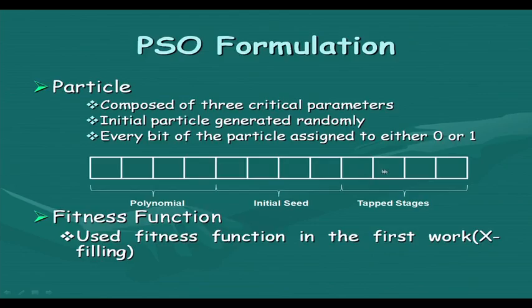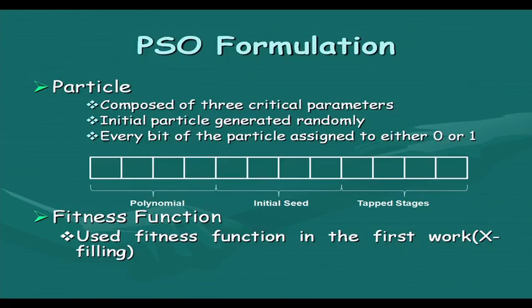And then what are the tapped stages? Tapped stages feeding the AND gate. Again, if it is an n bit LFSR, I need n positions here. The bit being 0 means that the position is not connected to the AND gate, and the bit being 1 means that the position is connected to the AND gate. So by this structure, this particle, we can represent a complete solution: the characteristic polynomial chosen for the LFSR, the initial seed value and the tapped stages. All of them can be specified.